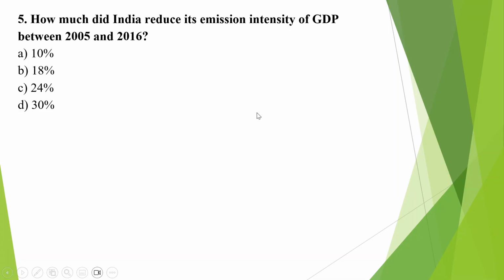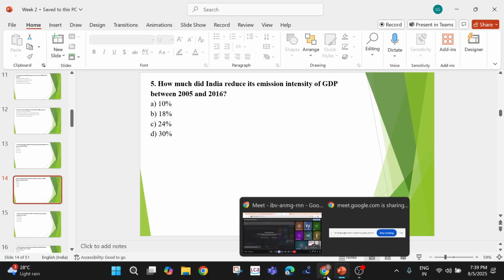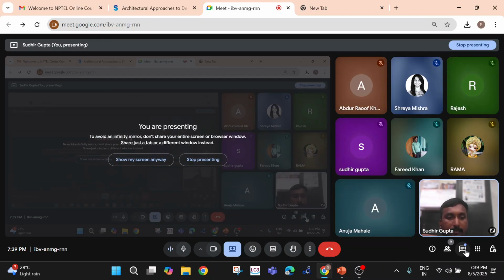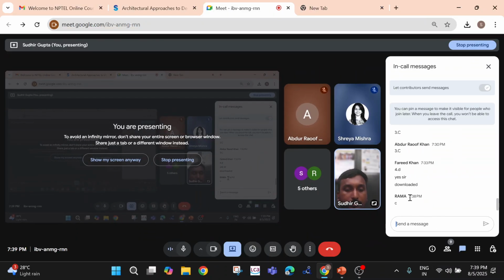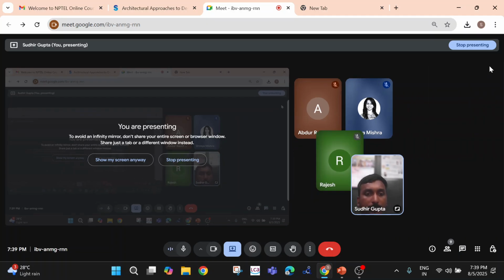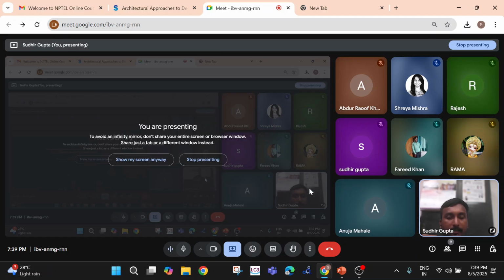So as I can see, only one person has given the answer and he is very confident. Rest of them, they are okay. Abdur has also given. Yeah, so similarly try to give your answer. There is nothing to judge or nothing to give marks. It is just a discussion, an interactive session. So all of your participation is very important.